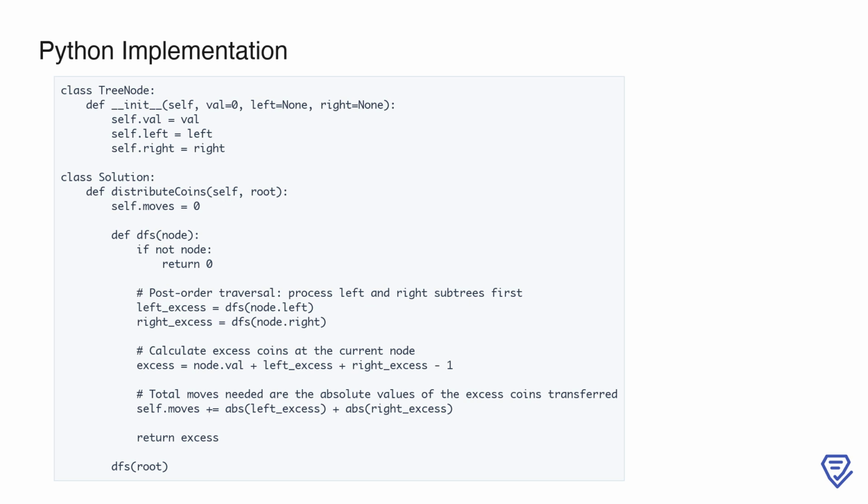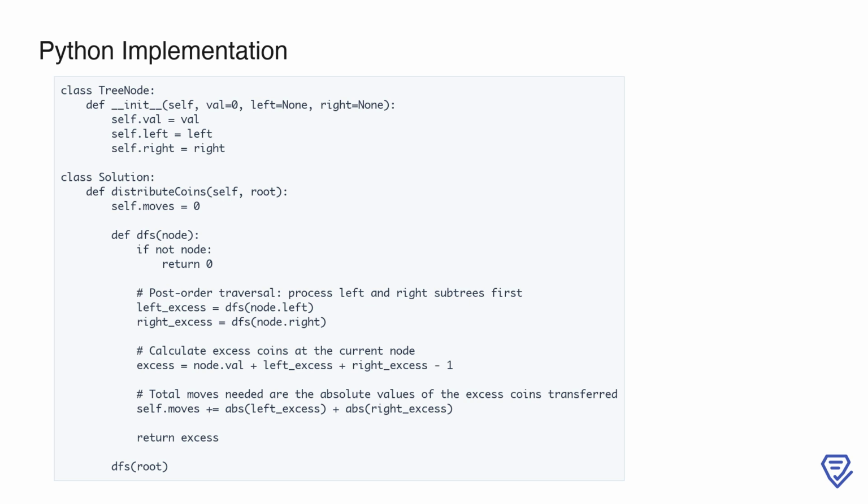To achieve this, we initialize a variable self.moves to track the total number of moves. Then, we define a helper function DFS, which uses a depth-first search approach to traverse the tree. The traversal is performed in post-order, meaning we process the left and right subtrees before handling the current node. The DFS function first checks if the current node is None. If so, it returns 0, as there's no excess or deficit of coins in a non-existent node.